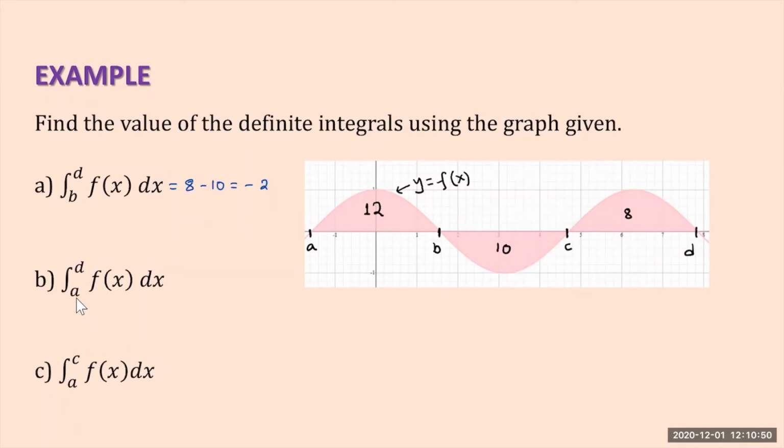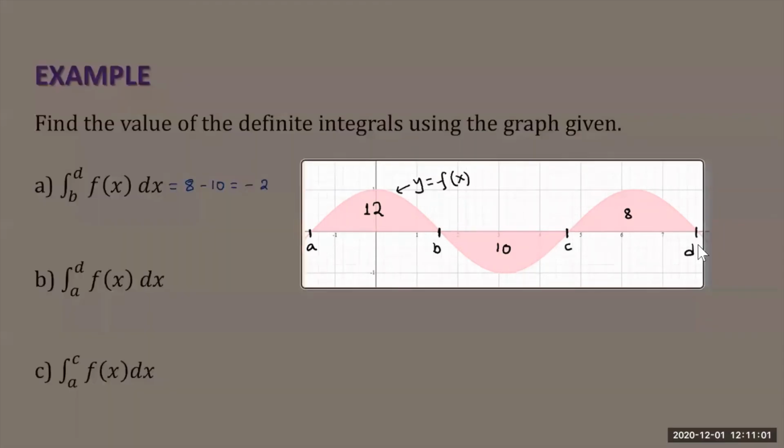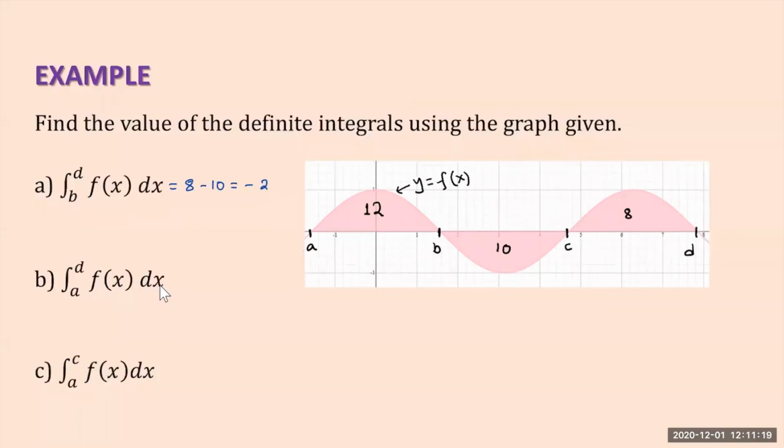Similarly, in part B, we have to find the value of the definite integral from a through d. From a through d, that is everything. We are looking at the entire graph from a up to d. You can see that 12 plus 8, that is 20, is the total area above the x-axis, and 10 is the total area below the x-axis. So it will be 12 plus 8 minus 10. That will be the value of that definite integral. 12 plus 8 is 20, and 20 minus 10 is 10.